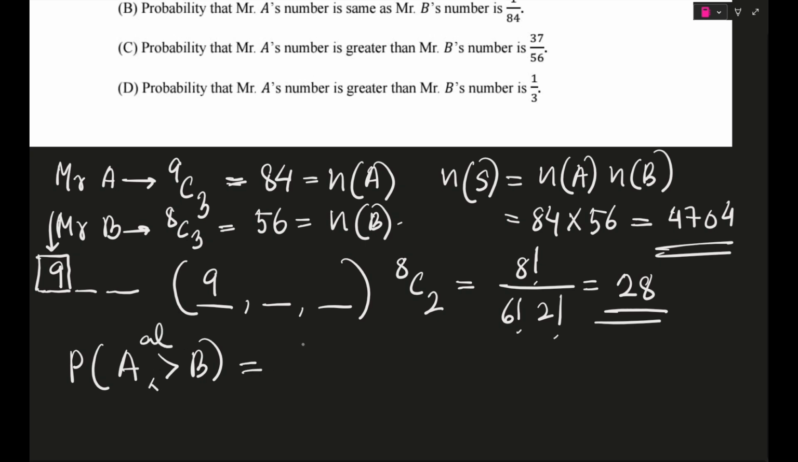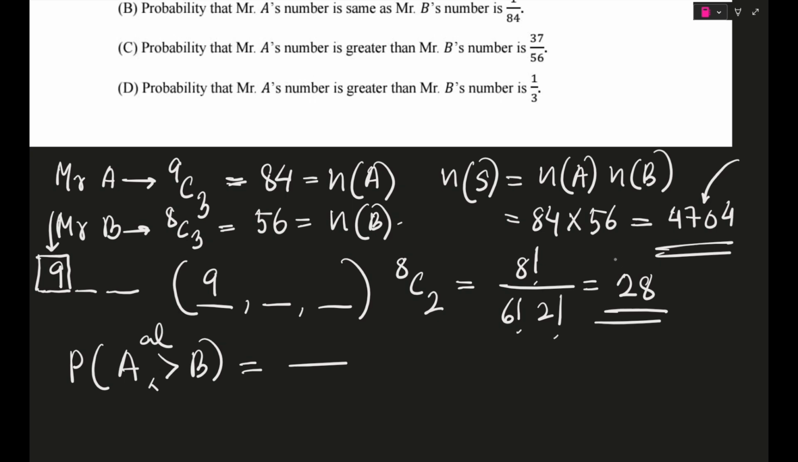This will come out to be equal to the sample space being your... Okay guys, wait, there's a twist here. Basically, the mistake that all of you will make, that I was also going to make, is that you will put 4704 or 84 into 56, but don't do that, because it is given probability that Mr.